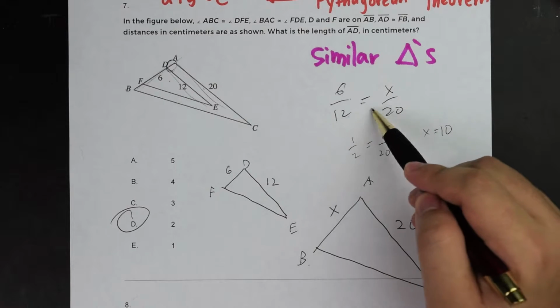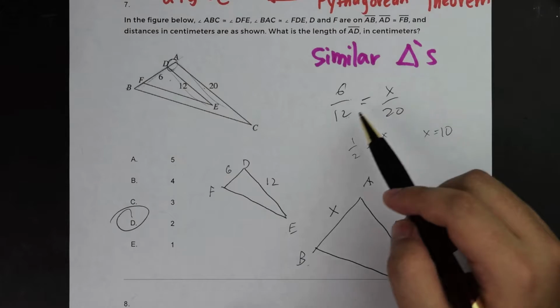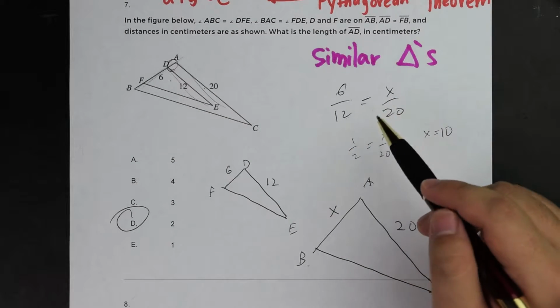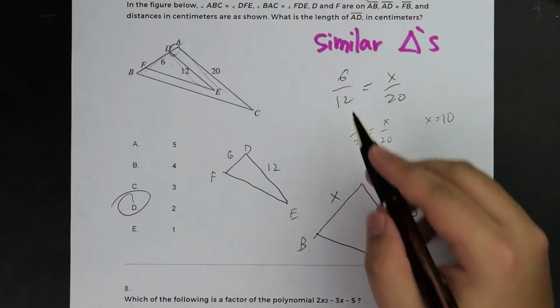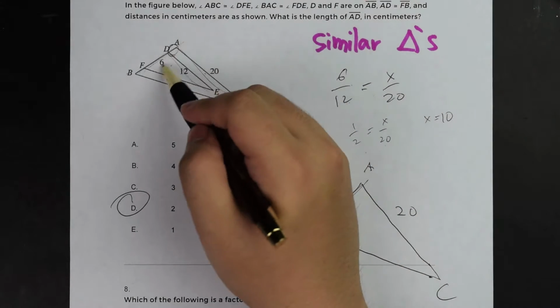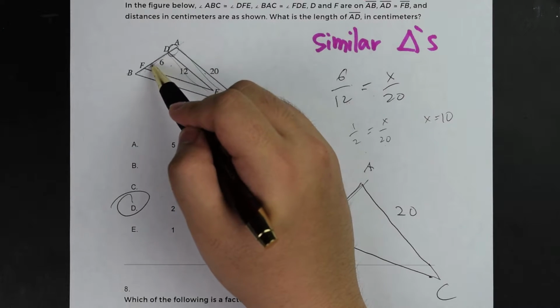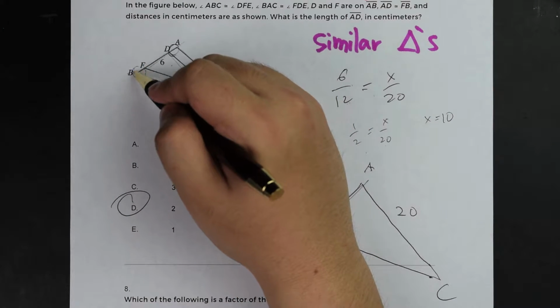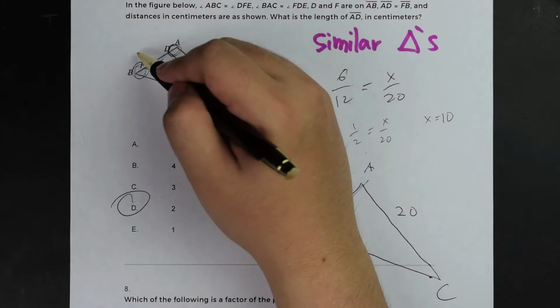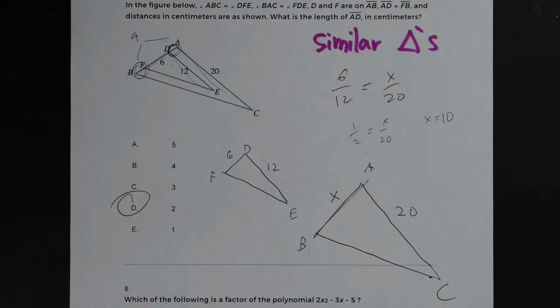I did 6 over 12 equals X over 20. I could simplify the 6 over 12 to 1 over 2 equals X over 20, and it lets me know this whole length is 10. So this whole portion right here is 10, and this middle portion right here is 6. That means the leftover portions, BF and AD, will add up to 4, because if I have 6 out of the 10 total length, 4 is left over.